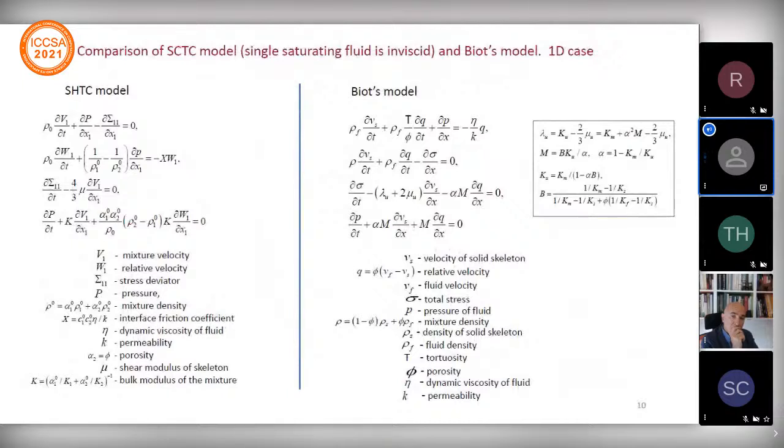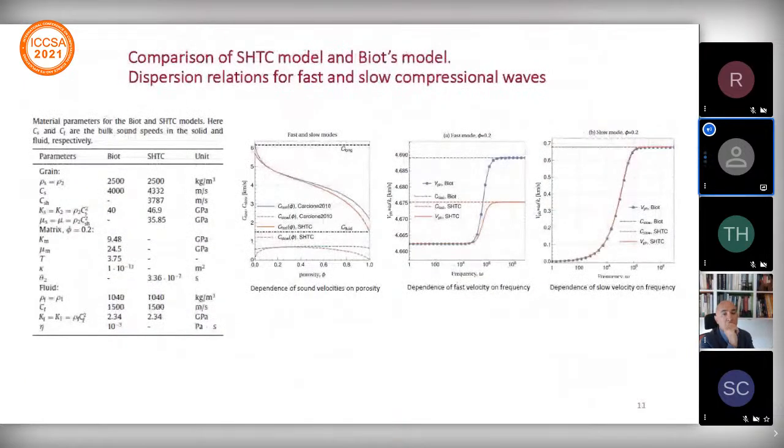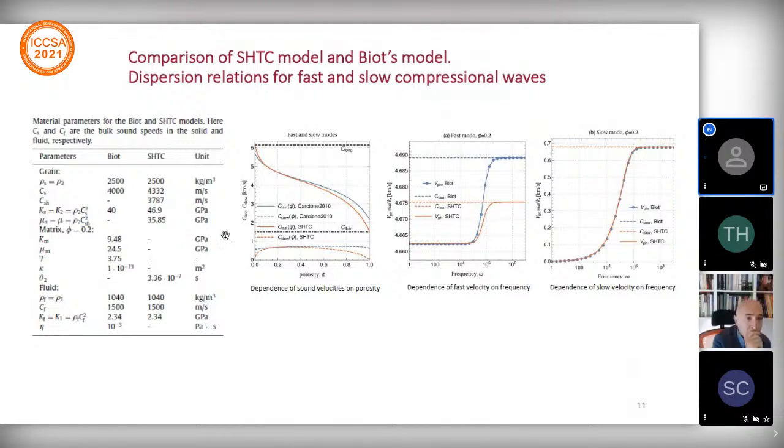We compared our model with the well-known Biot model. On the left slide, you see our equations. On the right, you see the Biot equations, and we show that the results obtained by our model and the Biot model are very close. But the number of parameters in the Biot model is a little bit bigger. So on this slide, you see the comparison for the material constants shown in the table.